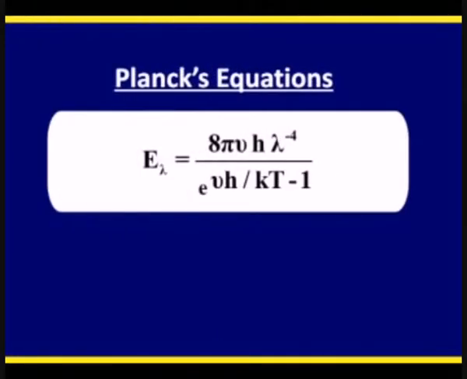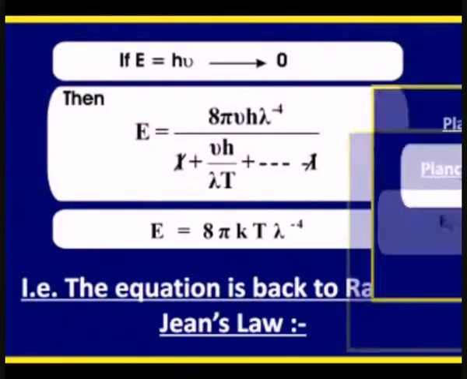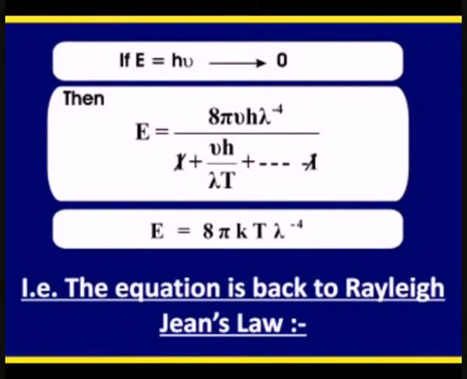The Planck equation turned out to be E lambda equals 8 pi nu h lambda to the power minus 4 upon e to the power nu h upon kT minus 1. This equation is a little ahead of 12th class, but the better students of IIT will need to understand it. The equation E lambda equals 8 pi nu h lambda to the power minus 4 upon e to the power nu h upon kT minus 1 says what?